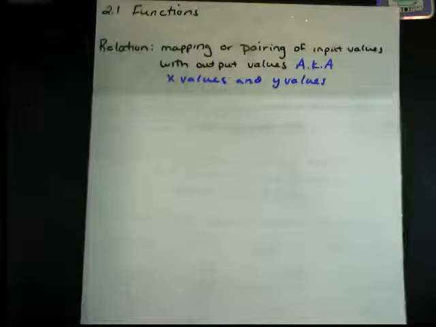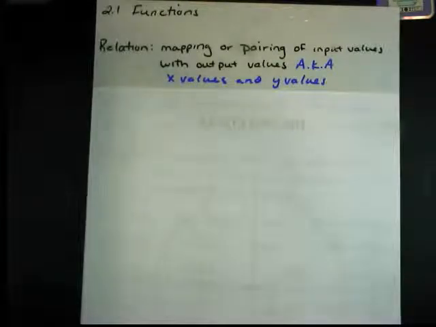The first thing is a relation. A relation is a mapping or pairing of input values with output values. What that means is that we're going to pair up x values and y values. That's the most common one that we use. Yes, there's other types, but the one that you can associate to the best is that an x value is an input, and when we put in an x value, we get a y value out.